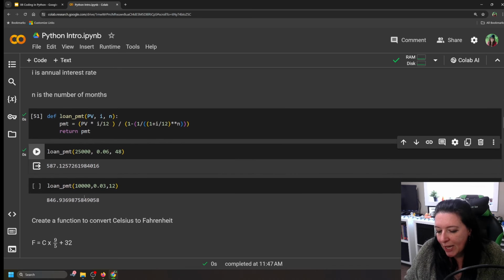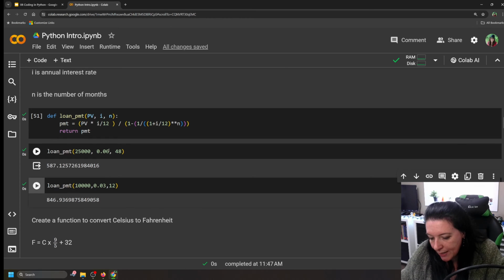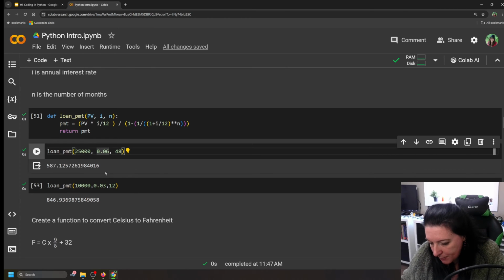We could then change the amount of the loan. So let's say it's $10,000 instead. Let's say the interest rate is 3%. Maybe it's only a loan for 12 months. And then I can call that, and I can see here now the payments are $847. So you can tweak it. What if the interest rate goes up?